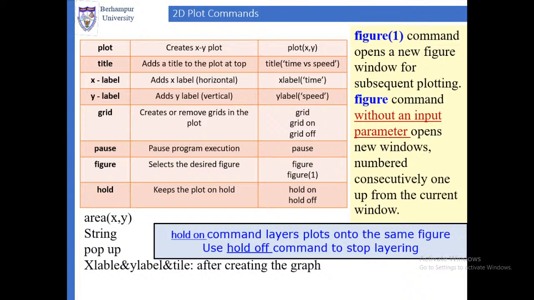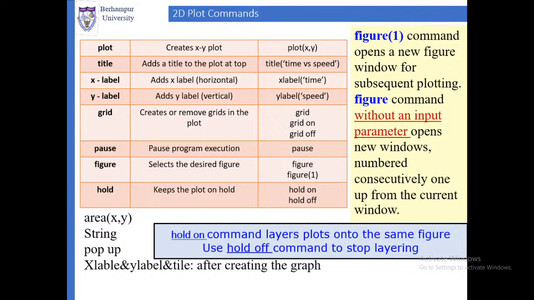Hold means keeps the plot on hold. We'll see its utility, which means if you want to have many plots in one figure, there we use hold. The figure will be kept on hold, then you can keep on adding plots onto it. When you say hold off, then the figure will be no more on hold, so the next plot will be in a new figure. This is about the general commands used in 2D plots.